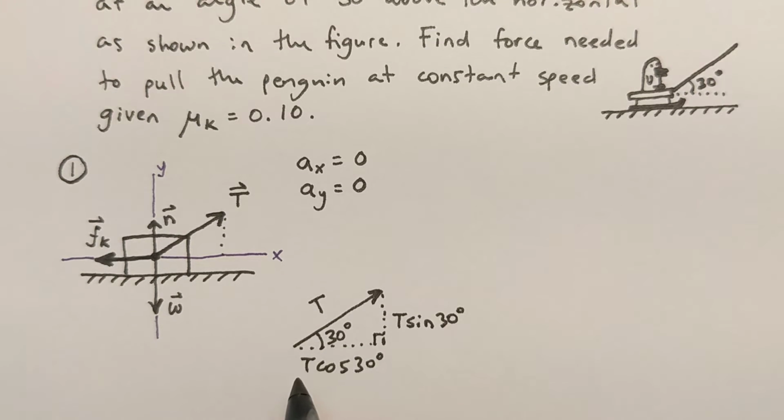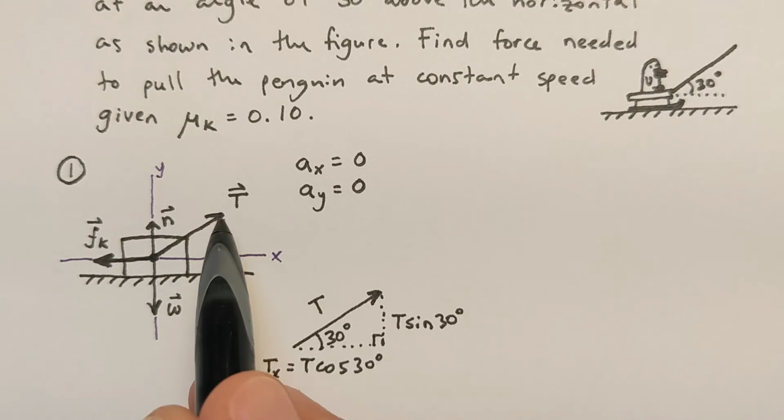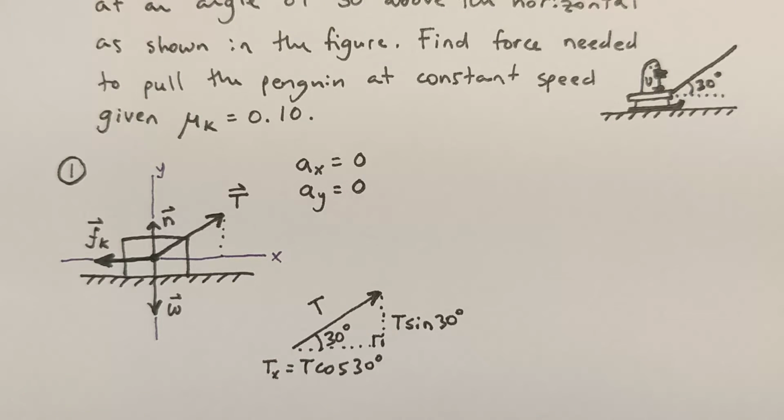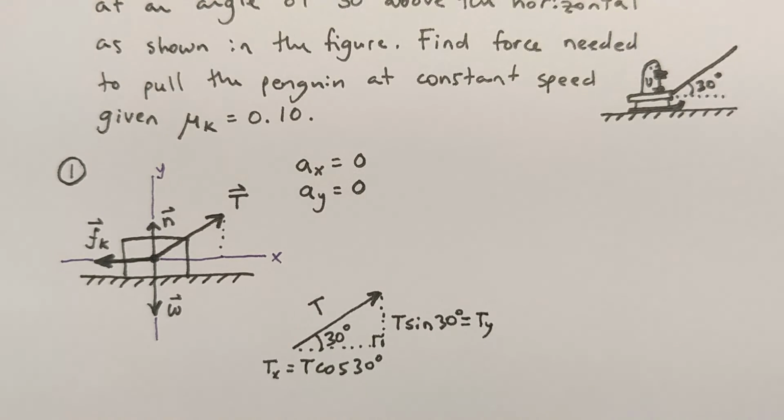And just as a reminder for myself so that I don't forget, the adjacent side is the x component in my diagram. So I'm going to remember that this is Tx. And the opposite side of this triangle represents the y component of the vector. That's how much the vector points along the y direction. So this is Ty. I'll write a little note for myself.